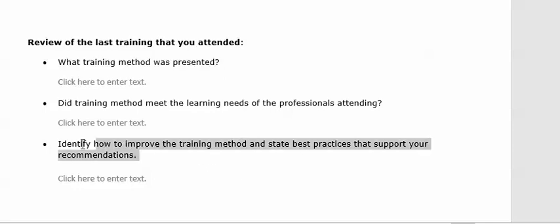This is where students really lose a lot of points because they say there was no need to improve anything. But it says identify how to improve. If I'm saying here that I want you to tell me how to improve the training method and it's on the rubric, you have to come up with something that would improve the training method.